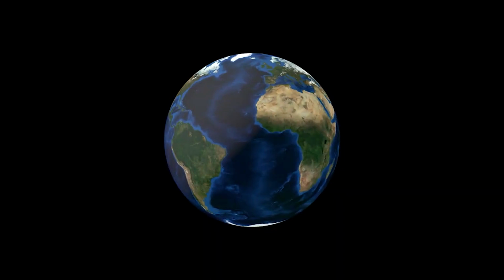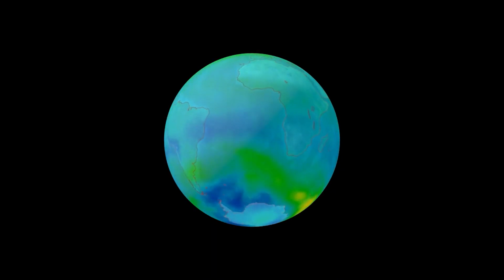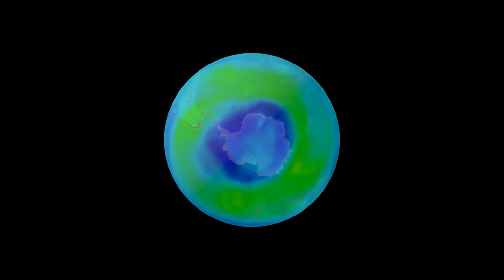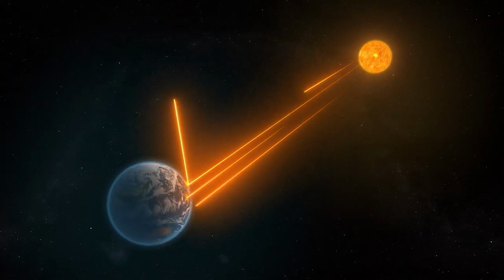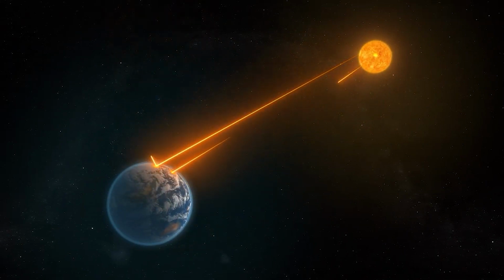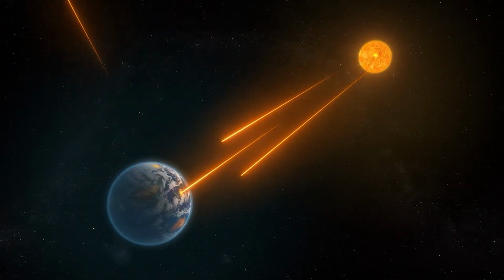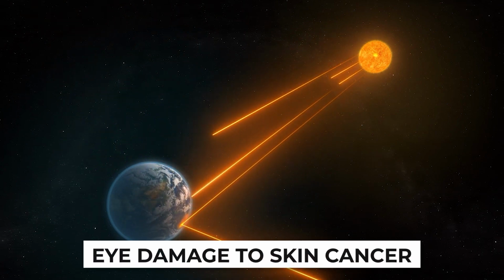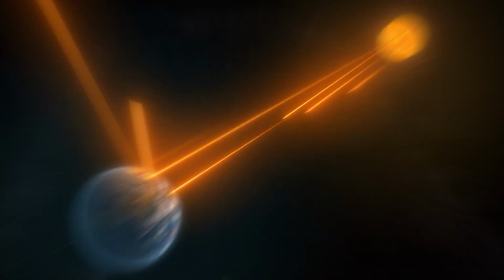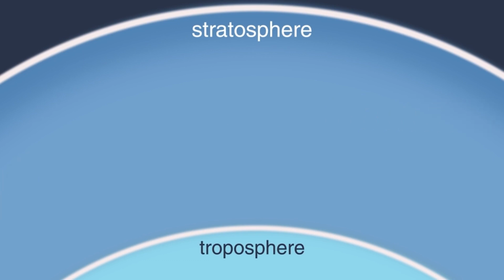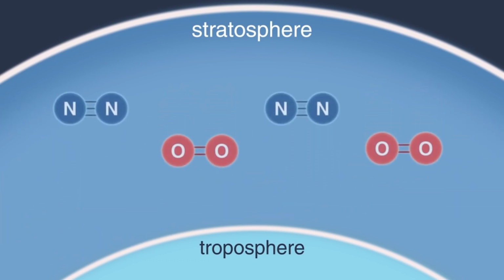The ozone hole. The ozone layer thinning in the high atmosphere, the stratosphere above Earth's poles, is called an ozone hole. The solar radiation now reaching the Earth's surface harms people, plants, and animals that live below the ozone hole, causing everything from eye damage to skin cancer.